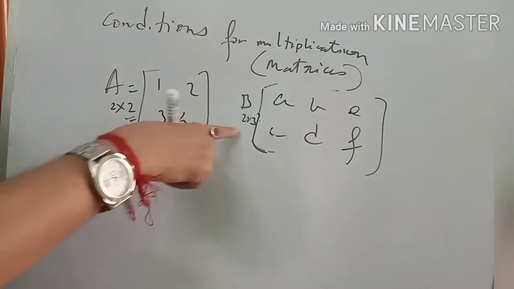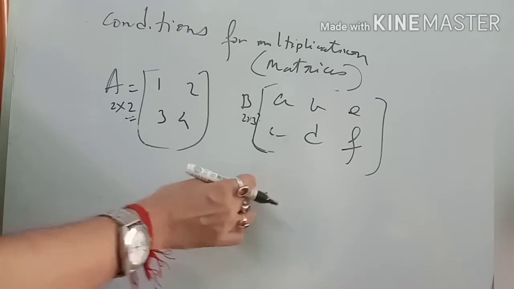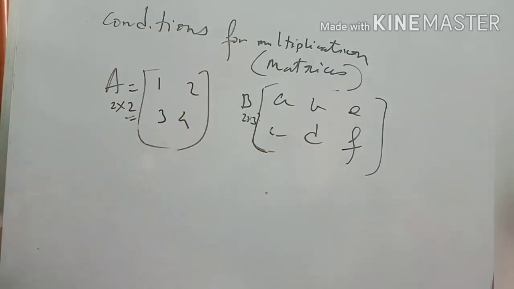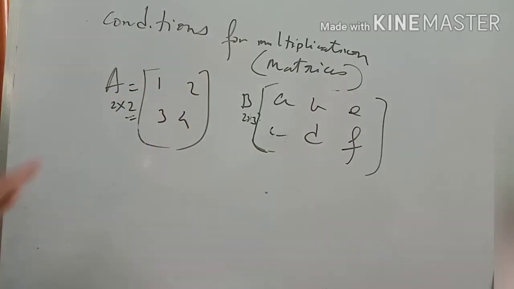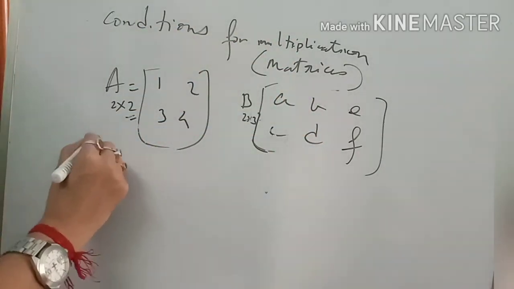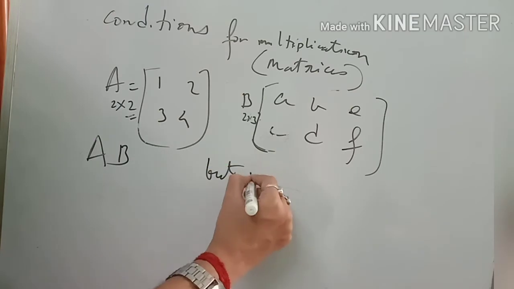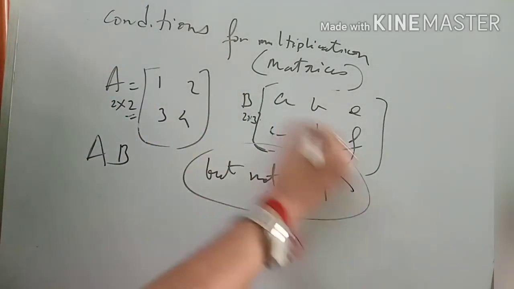It's not going to affect it because the number of columns of A is equal to the number of rows of B. So that condition is getting satisfied, and this can be multiplied. But in the reverse way, AB is possible in this case, but not BA. Why not BA?